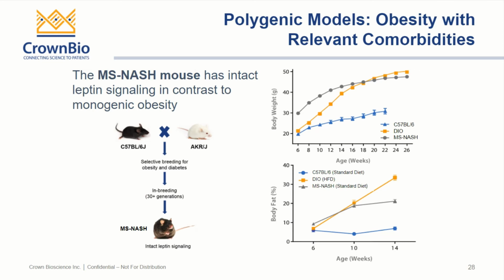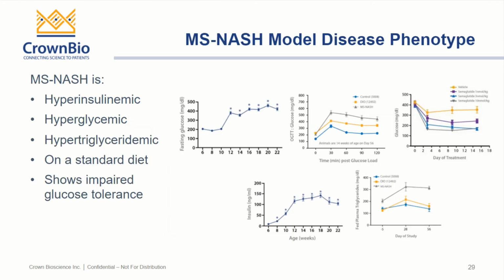It was generated by crossing obesity-prone C57 Black 6J mice and AKRJ strains with selective inbreeding for obesity, insulin resistance, and hyperglycemia phenotypes. The functionality of the leptin pathway is maintained in the MS-NASH mouse. Nevertheless, it develops spontaneous obesity even on a low-fat diet, comparable to Black 6 mice on a high-fat diet. The MS-NASH mouse is hyperglycemic, hyperinsulinemic, hypertriglyceridemic on a standard diet, and shows impaired glucose tolerance. Standard of care diabetic therapeutics like the GLP-1 receptor agonist semaglutide are effective at managing blood glucose, demonstrating that this is a translational model for metabolic syndrome.